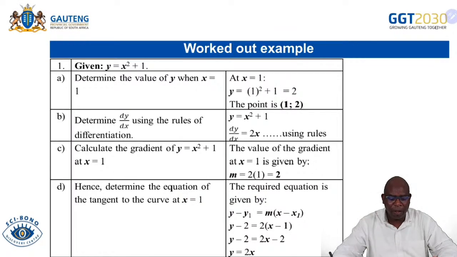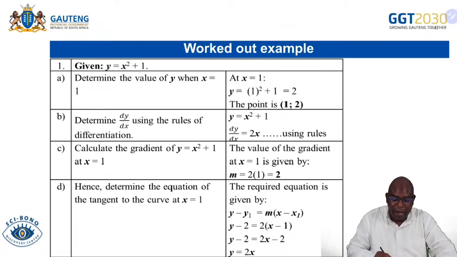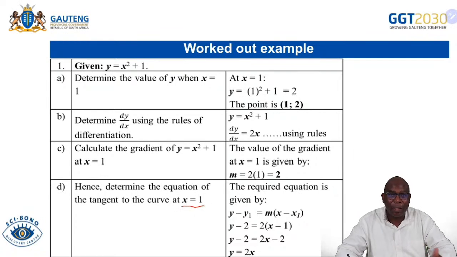Now let's look at the worked out example. Now here we are having y equals x squared plus 1, the equation of a parabola graph. We need to find the equation of the tangent to the curve at x equals 1. You see now they said it must be at x equals 1. So the x value is given.